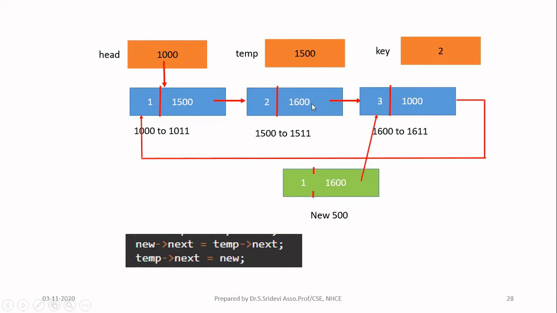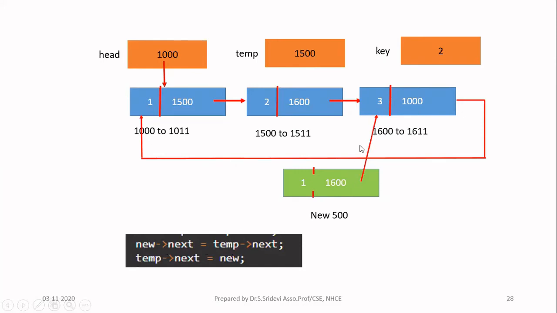It is available here. That is nothing but your temp is 1500. In the next field of temp, you have the address 1600. That address, you have to store in the next field of new. So I am writing new arrow next is equal to temp arrow next. When I do that, this green color line will be created.